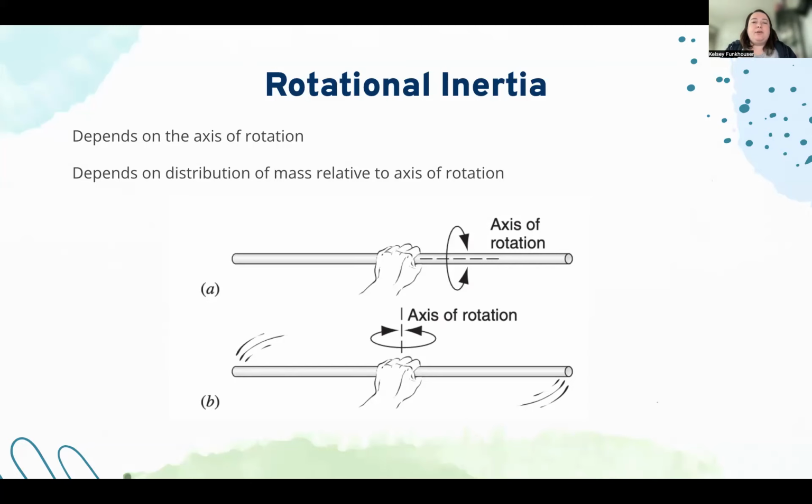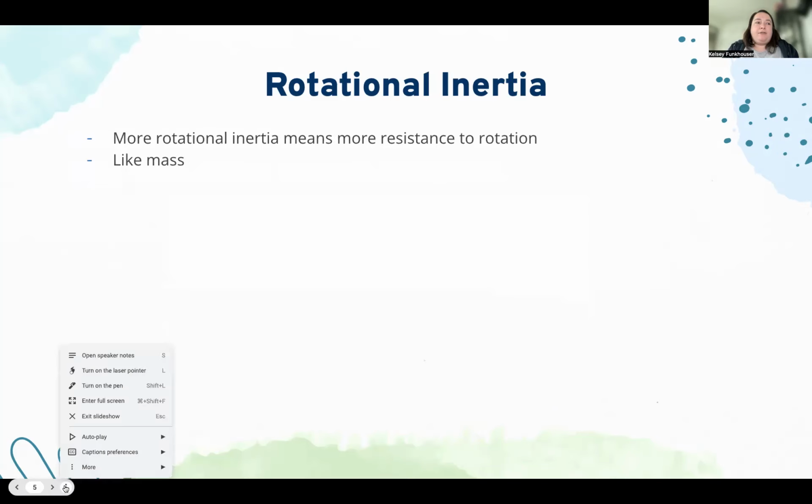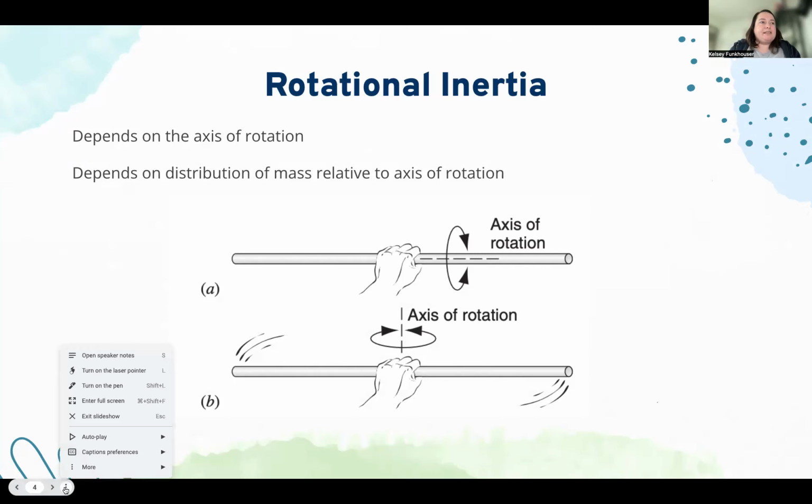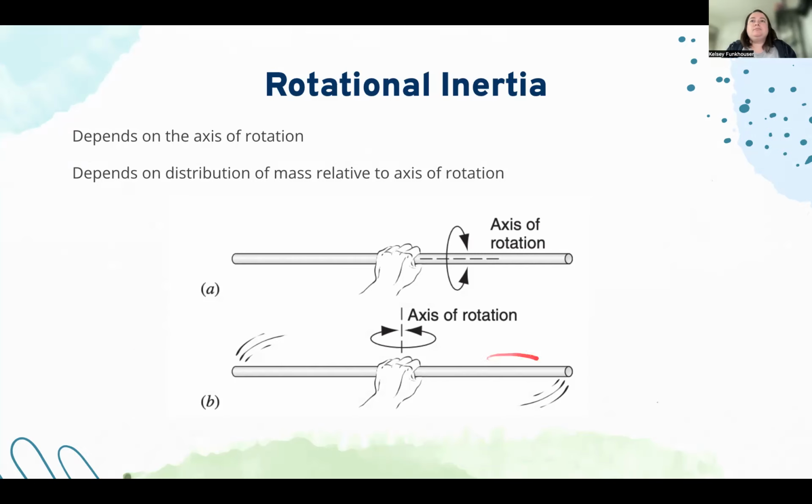In this first example, with rotating along the rod, the mass is close to the axis of rotation all along it. But in B, on average, the mass is very far away from the axis of rotation. So here, all of the mass is concentrated along the axis of rotation, and here, most of the mass is concentrated away from the axis of rotation.